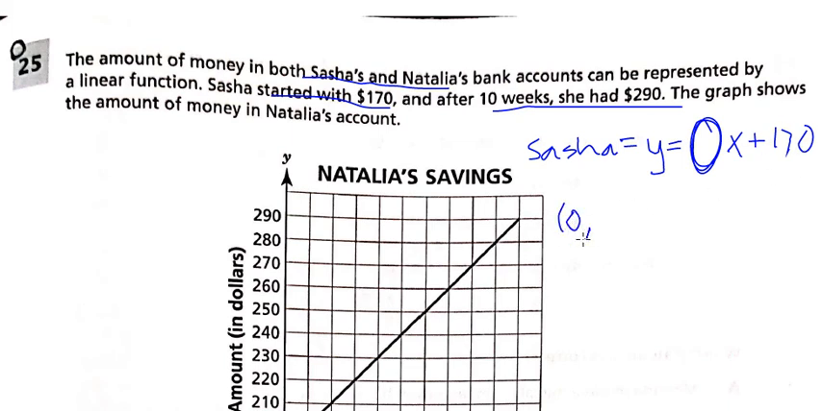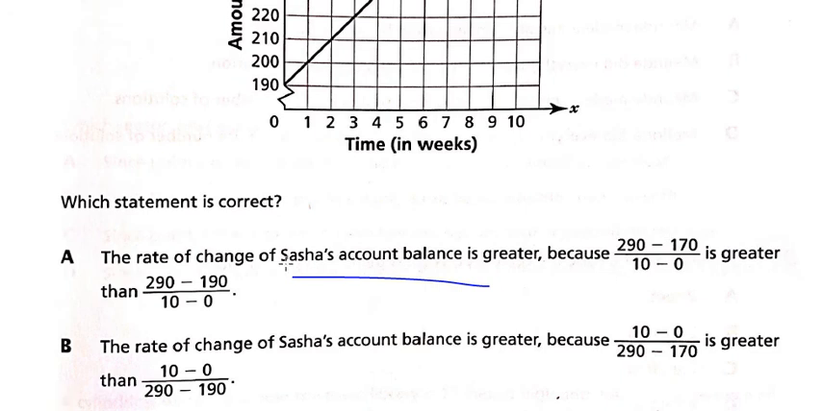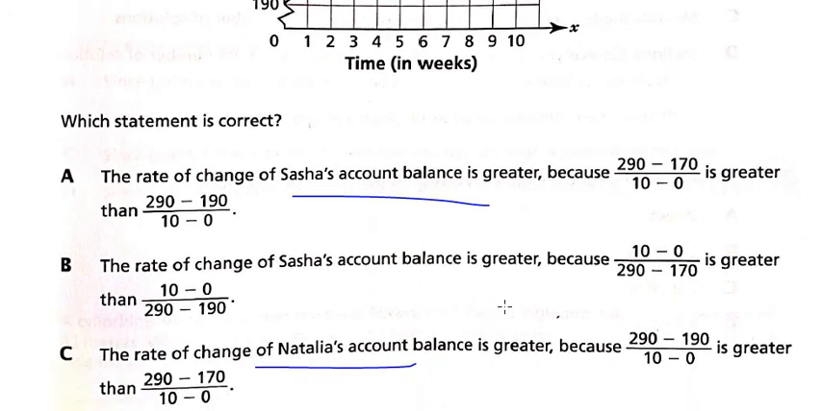So that's going to be (0, 170). Then the second ordered pair we have here is (10, 290). So I've got 10 and I've got 290. When I go to look at my answer choices, look at that. Those are the ordered pairs that are happening.